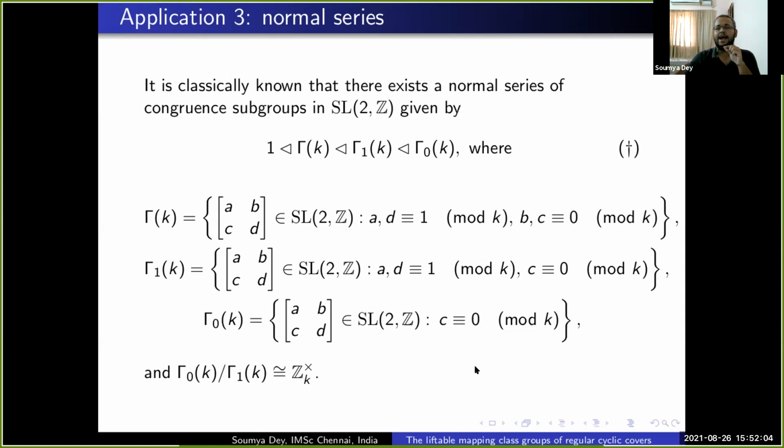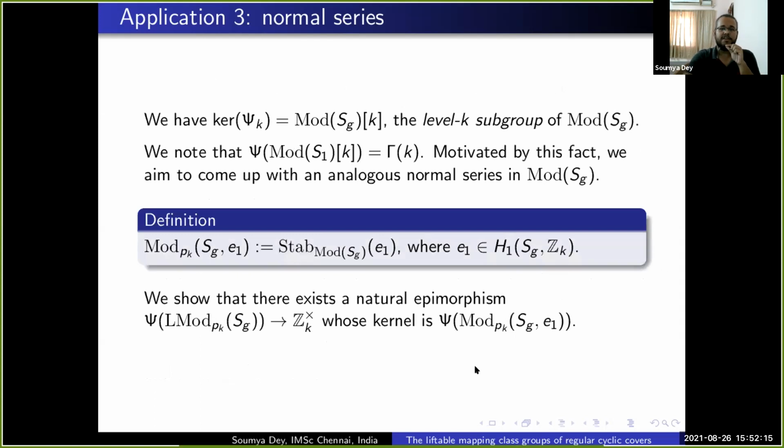So we wanted to have an analogous normal series at the mapping class group level. How do we get a motivation for this? Here is the motivation. We note that if you consider Mod(S1)[k], the level k subgroup, and consider the image of this subgroup under your psi, this is basically gamma k. Motivated by this fact, we aim to come up with an analogous normal series in Mod.